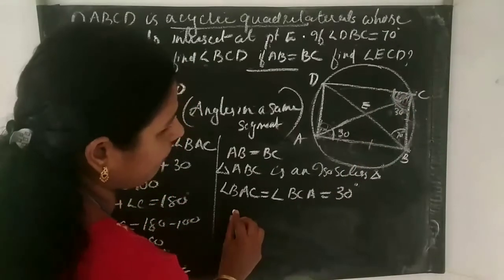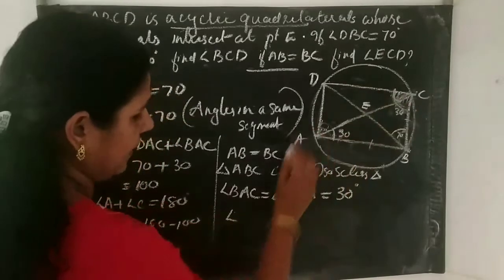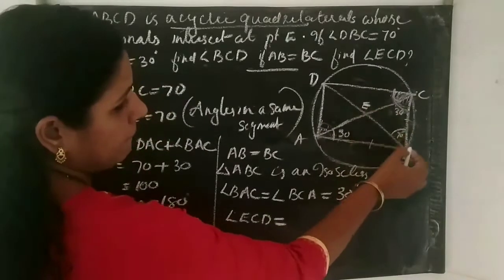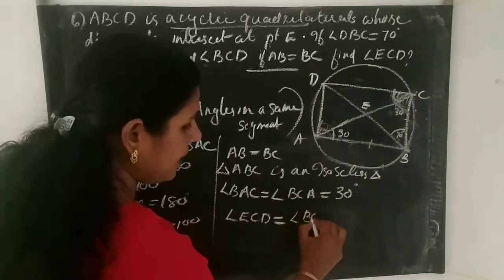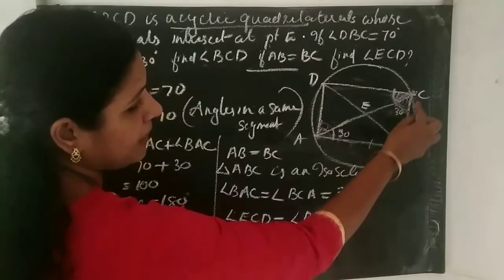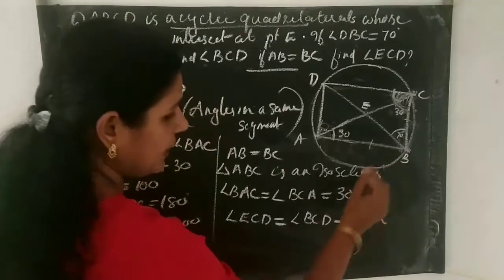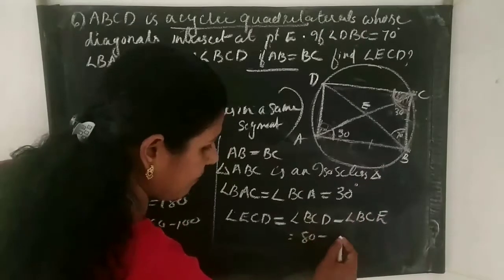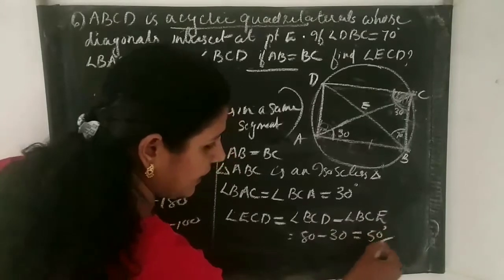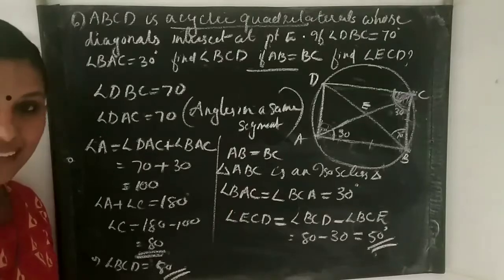So that we can write as angle ECD equal to angle BCD minus angle BCE. That is BCD is 80 and minus this BCE is 30 equal to 50 degree. Okay, understood how to find this.